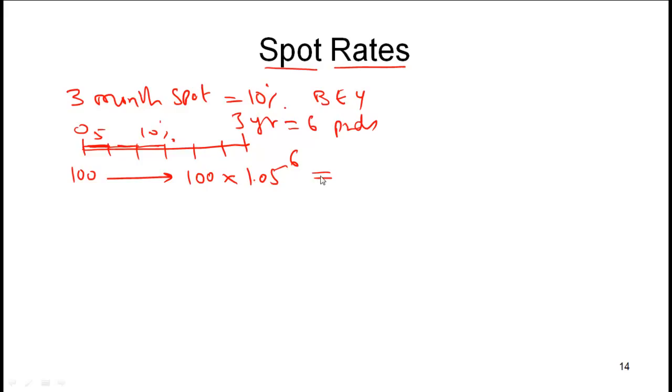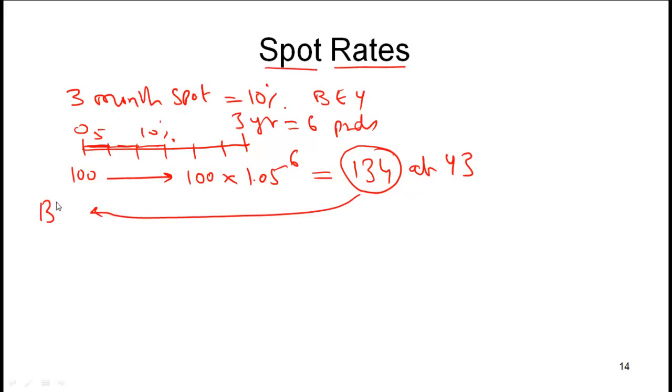So this is equal to 134. Another way of putting this is that if you have $134 after 3 years, or at year 3, the appropriate present value at time 0 would be 134 divided by 1.05 to the power of 6. Now this is a 3-year spot rate.